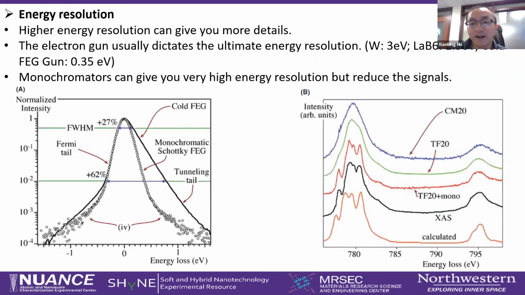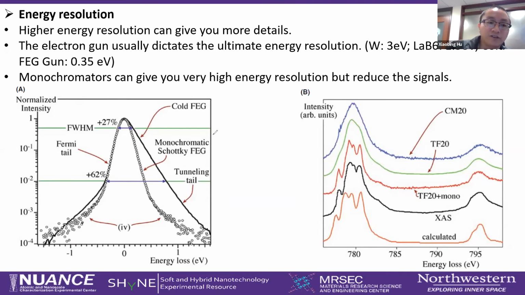Okay, now let's cover one thing: the energy resolution. Usually, a higher energy resolution can give you more details. As you can see, this is a peak of iron, I think, and these are the XAS results. This one has a monochromator. If you have a monochromator, you can see more fine details of the peak.